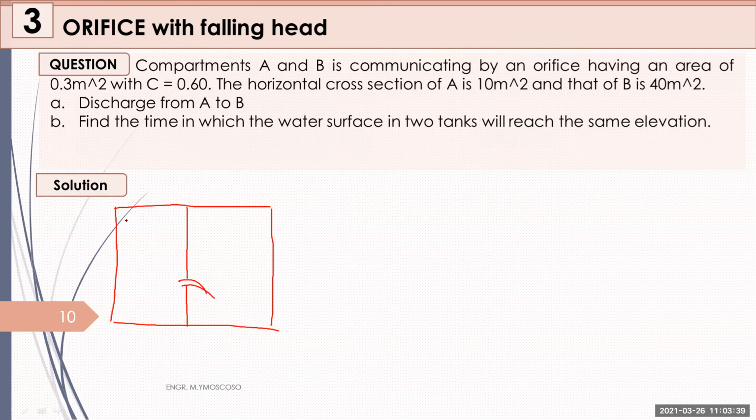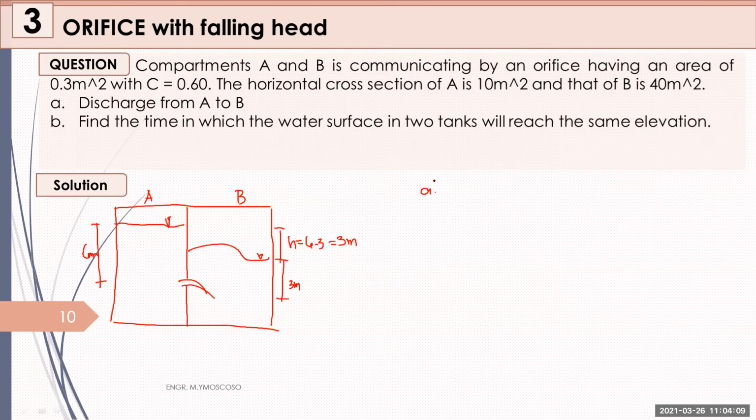Okay, dito lumalabas. Tapos yung height ng ating compartment A, hindi sinabi sa problem. Sige, drawing ko na lang. It is having a height of 6 meters and yung compartment B natin, it is 3 meters. Therefore, your H or your head, to be considered, that would be H is equal to 6 minus 3. Therefore, our H to be considered is 3 meters.